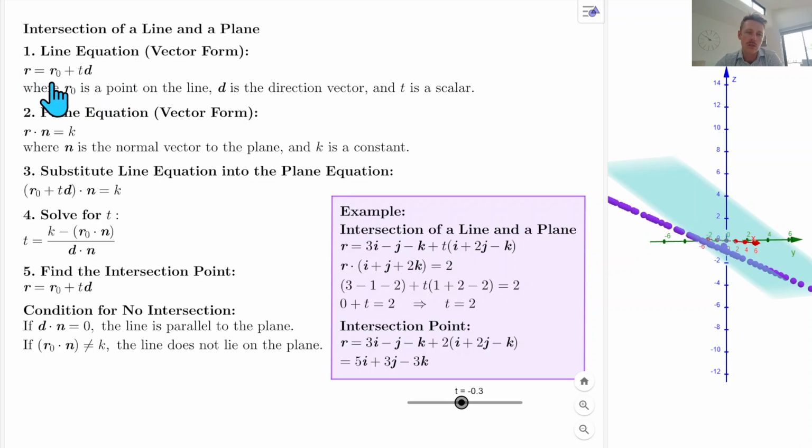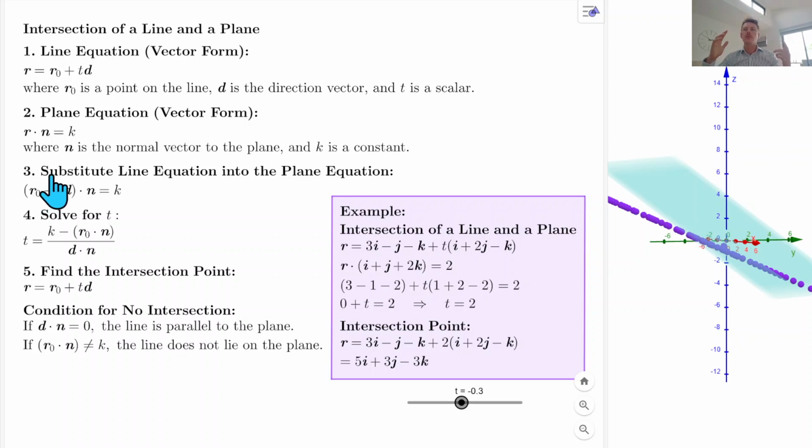So the first thing is we've got some line equation, which again is r equals r naught plus td, where r naught is a point on the line and d is the direction vector and t is a scalar. Okay, hopefully that's looking familiar by now for a line equation in vector form. And then obviously we've got our plane equation, which is of this form, the dot product between r and n equaling k, just like we saw before.